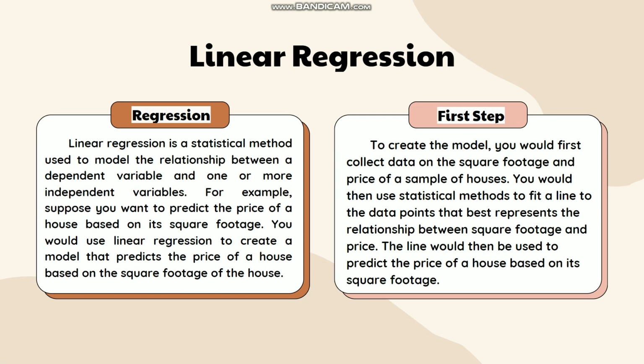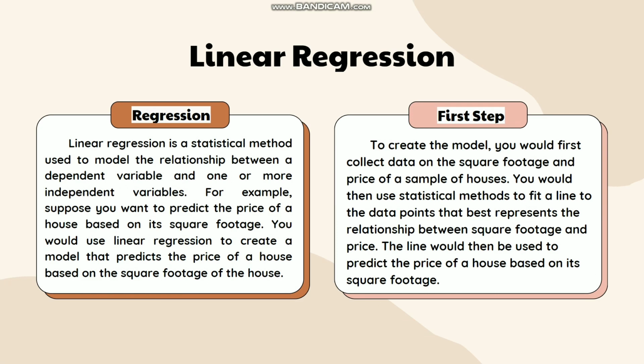First is linear regression. Linear regression is a statistical method used to model the relationship between a dependent variable and one or more independent variables. For example, suppose you want to predict the price of a house based on its square footage. You would use linear regression to create a model that predicts the price of a house based on the square footage of the house.